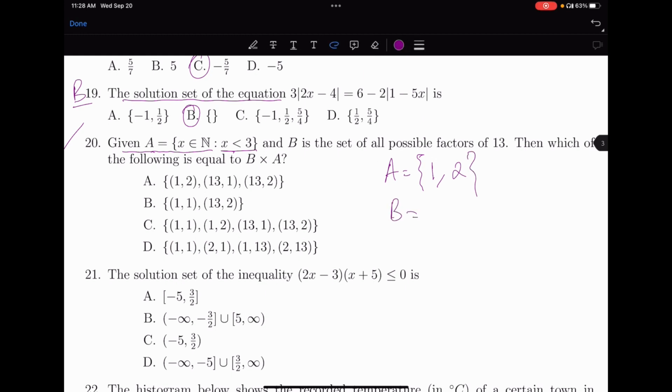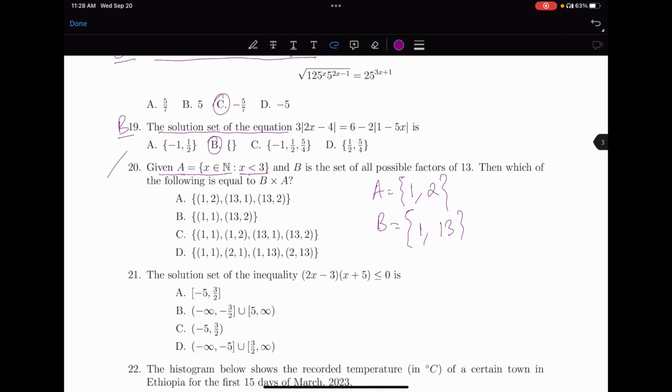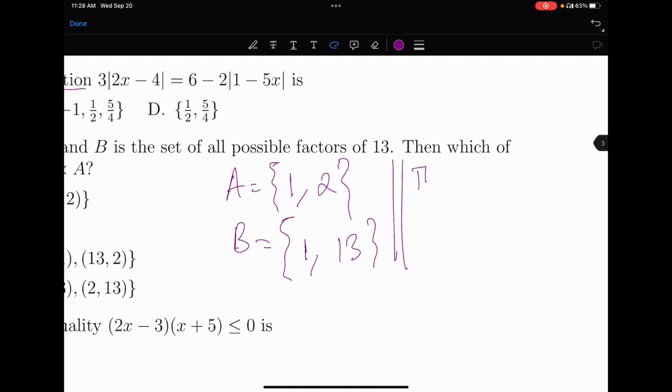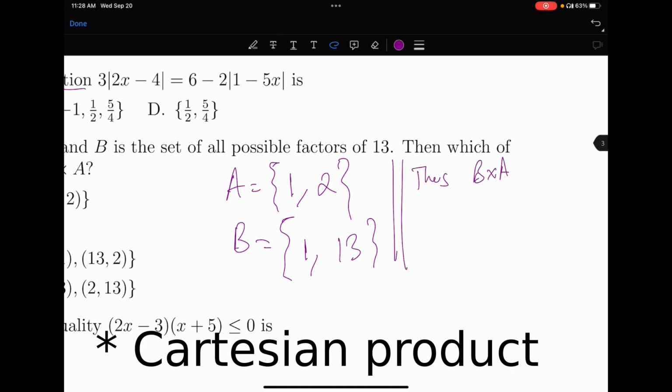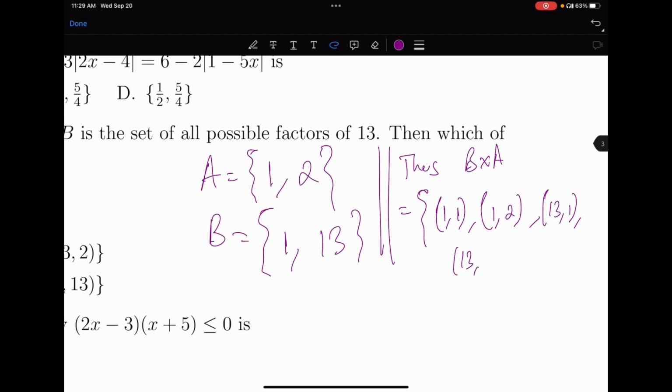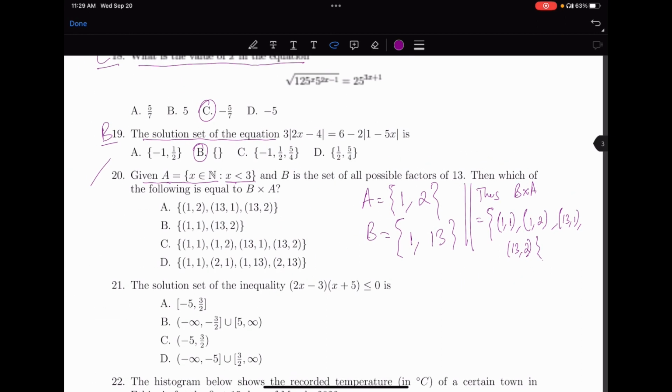And B is a set of all possible factors of 13. As we all know, 13 is a prime number. Therefore, its factors are 1 and 13. Then which of the following is equal to B cross product A? Thus, B cross product A is equal to the set containing the pairs where the first element must come from B. Therefore, (1, 1), (1, 2), and the other element of B is 13. Therefore, (13, 1) and (13, 2). Okay, this is the answer.